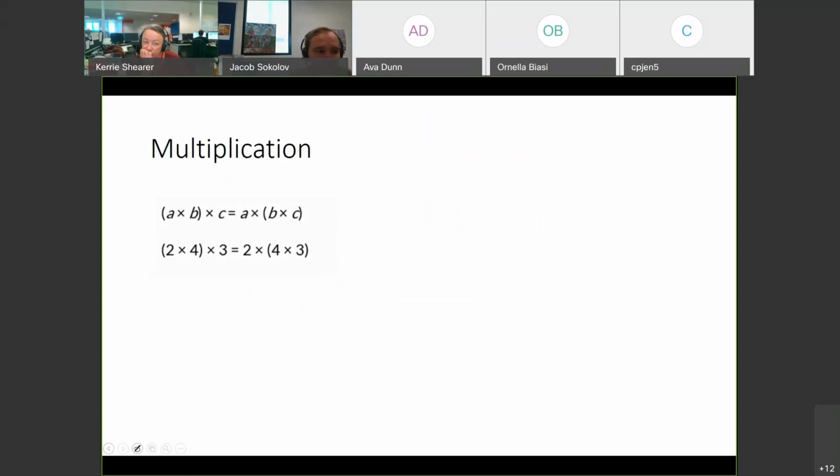And for multiplication, it also doesn't matter. So looking at the first one, we always do the brackets first. 2 by 4, what do we get? We get 8. We have to multiply that by 3, and we'll do the second half of the problem. 2 by 4 by 3. So what's 4 by 3, guys?